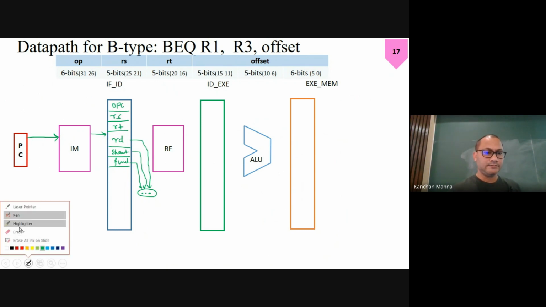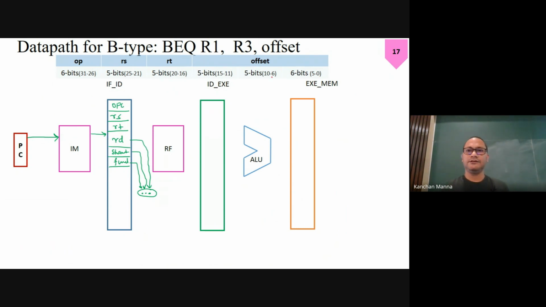Got it? So we can store this 6-bit here, the last 6-bit here, and then 5-bit here. And then we will concatenate them and we'll get the offset here. Now before that, we have to read the value. So this is RA, RB.